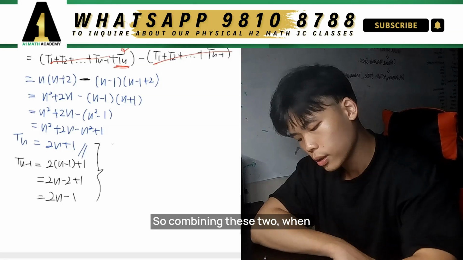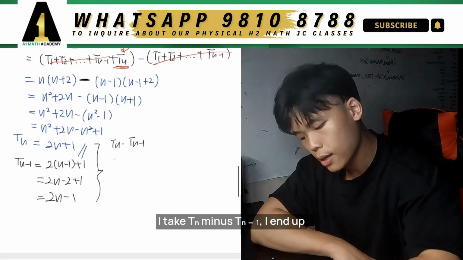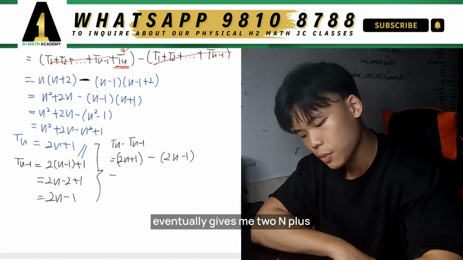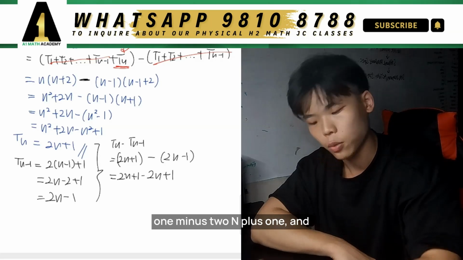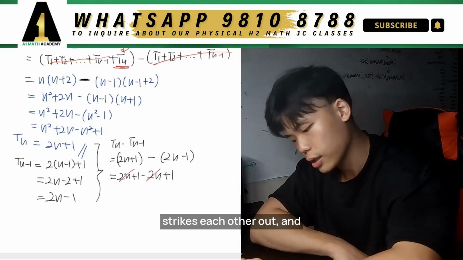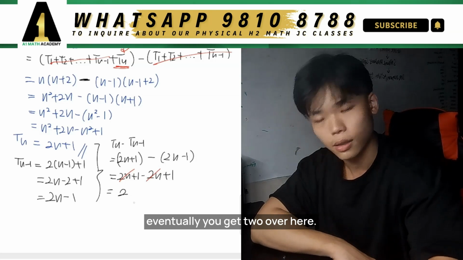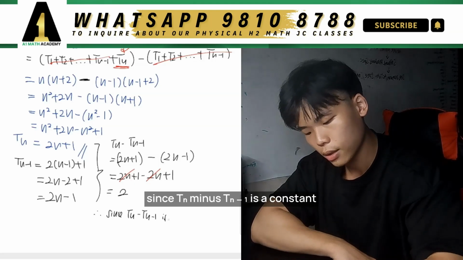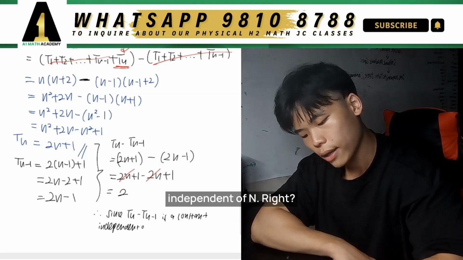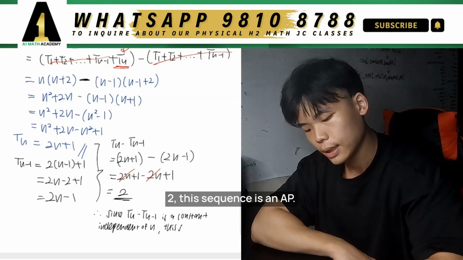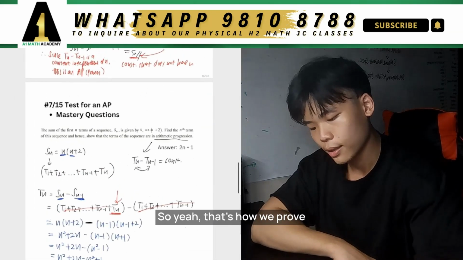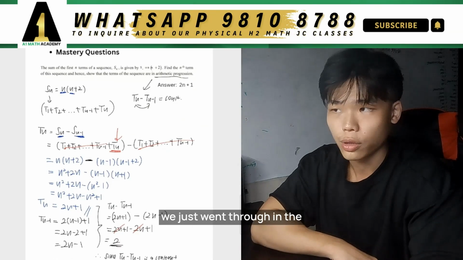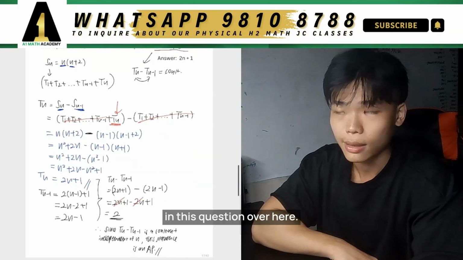So combining these two, when I take Tn minus T(n minus 1), I end up with 2n plus 1 minus (2n minus 1), which gives me 2n plus 1 minus 2n plus 1. These two 2n terms cancel each other out, and eventually you get 2. So we conclude that since Tn minus T(n minus 1) is a constant independent of n, which is just 2, this sequence is an AP. That's how we prove it, and it's basically whatever we went through in the previous video, but we apply what we learned in this question.